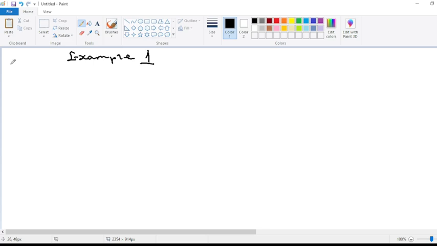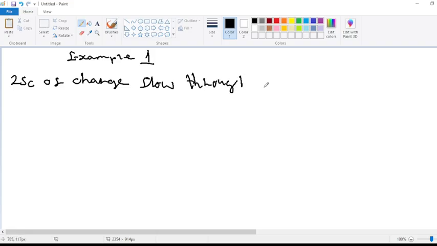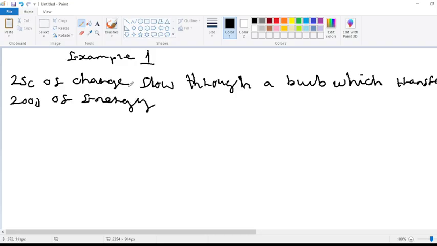Okay, so example 1, the question reads: 25 coulomb of charge flows through a bulb, which transfers 200 joules of energy into light. What is the potential difference?